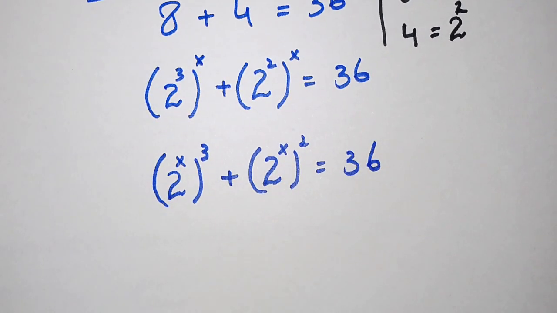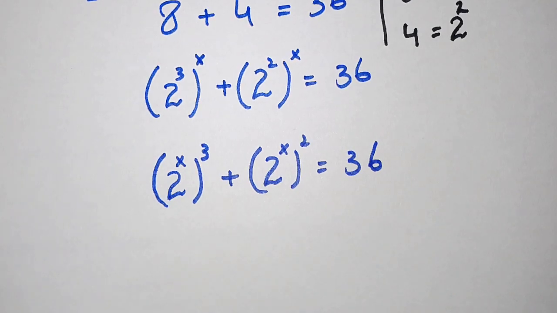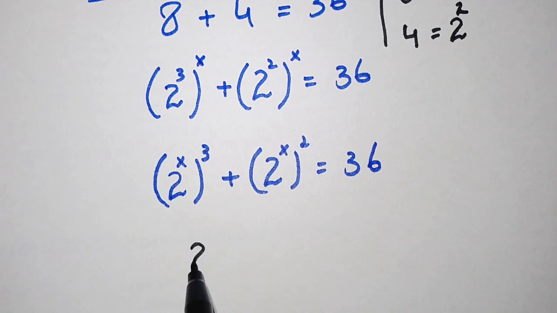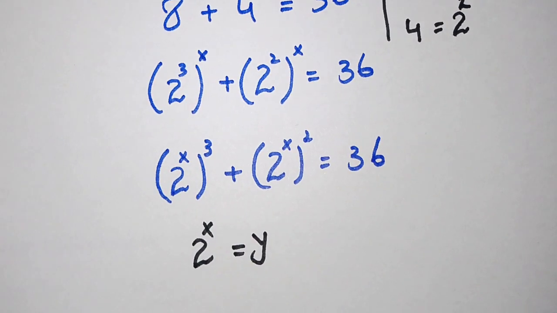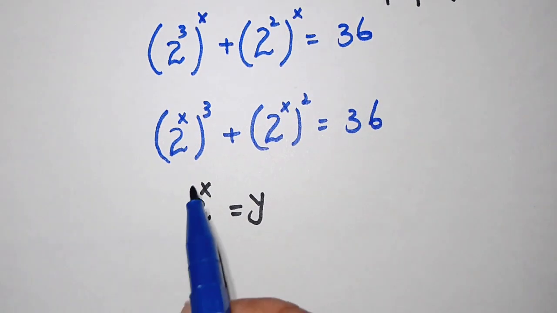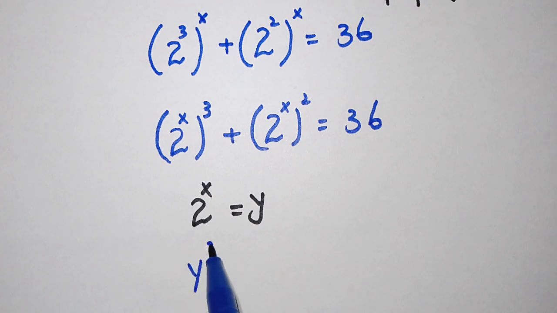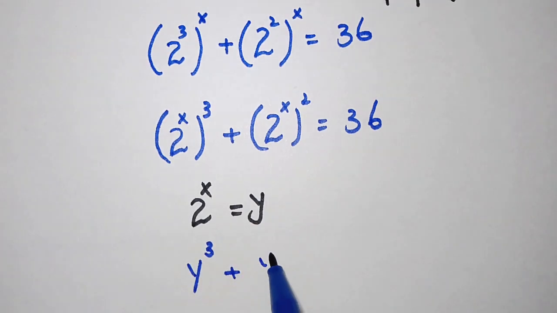Now in the next step, to solve this interesting question, let's suppose this 2 to the power of x is equal to y. We have to replace 2 to the power of x by y. So by substituting 2 to the power of x by y, this will become y to the power of 3 plus y to the power of 2 is equal to 36.